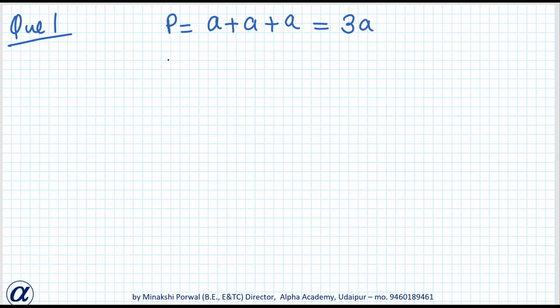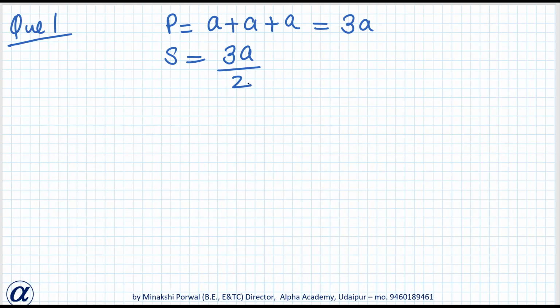Actually, in question 1, find the area of the signal board using Heron's formula. If we want to find it in terms of a, we can find it in terms of a also. The side was a plus a plus a, that is 3a, and the semi-perimeter will be 3a by 2.